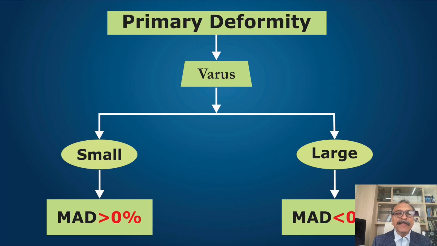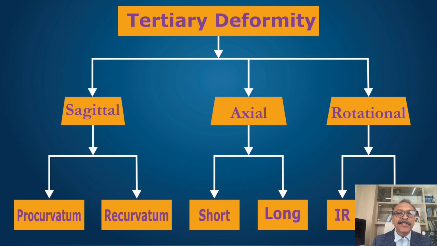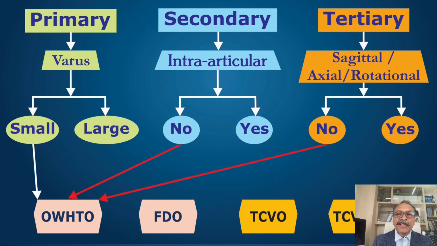The small varus is when the mechanical axis deviation is greater than 0, that is, the mechanical axis passes through the knee joint, and a large one is when it passes from the medial side. A secondary deformity is based on the JLCA and CPA. The JLCA lesser than 5 and the condylar plateau angle greater than -3, that's it's not present. And the tertiary deformities, either procurvatum or recurvatum, the limb may be short or long, or there may be internal or external rotation. So this is an algorithm which we developed, which is not that difficult, so bear with me.